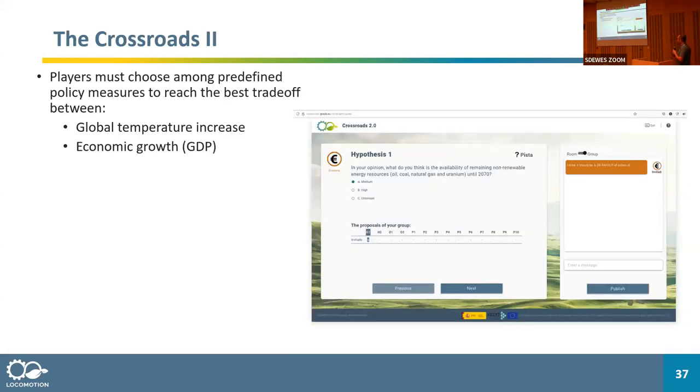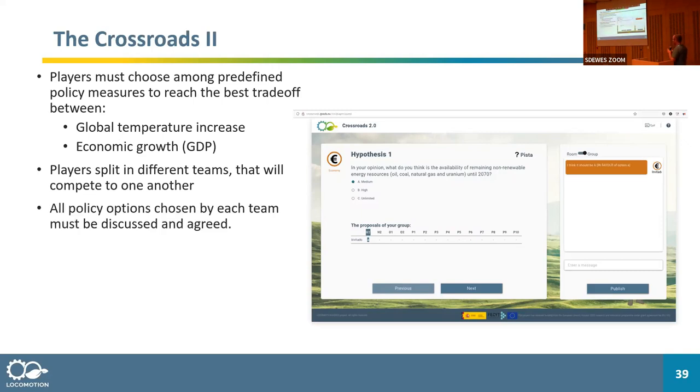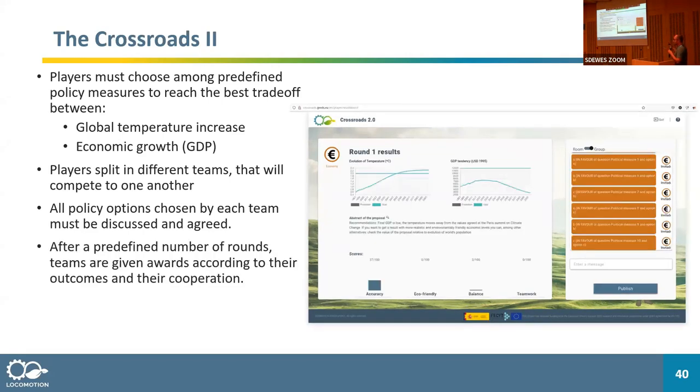So the objective of the game is that the players must choose among a predefined set of policies in order to get a good trade-off between global temperature increase and economic growth or however you want to call it. Then, of course, the players need to split in different teams that compete to one another. Within each group, they must agree on the decisions they make. And after a predefined number of rounds, they get awards according to the results they obtained.